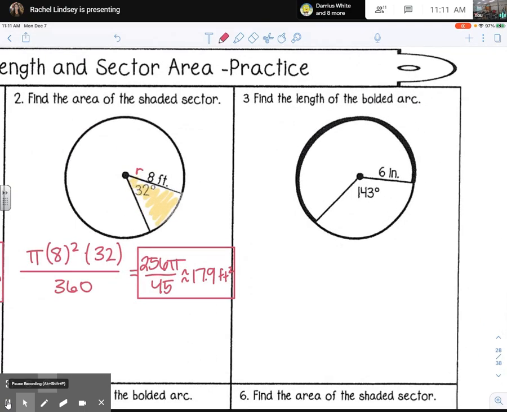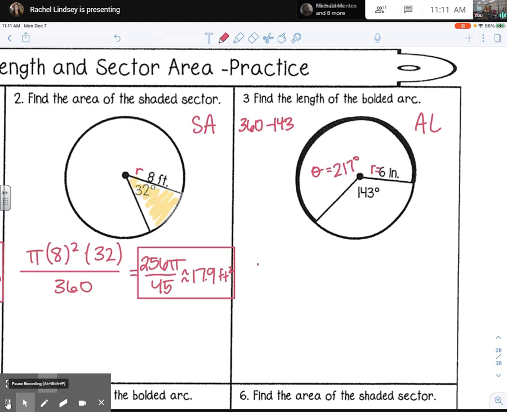Okay, on the next one, we need to find the length of the bolded arc. In order to do that, we have to know the radius. What's the radius? 6. And then we need to know the angle of the bolded arc. Do we know it yet? How can we find it? 360 minus 143, which gives you 217. So theta is 217.